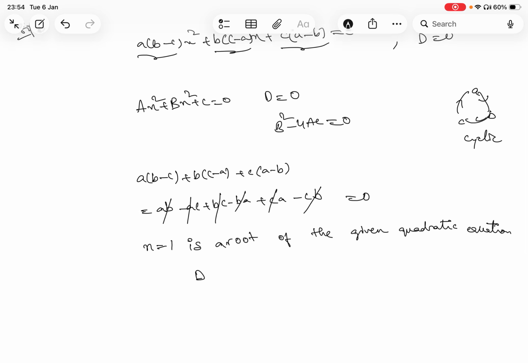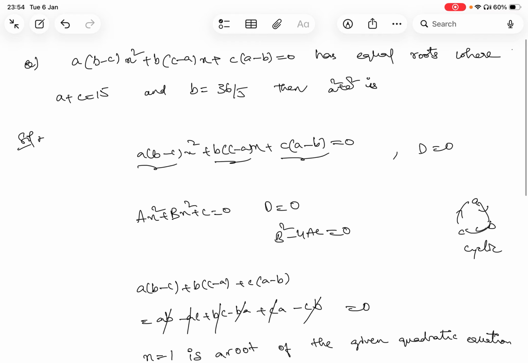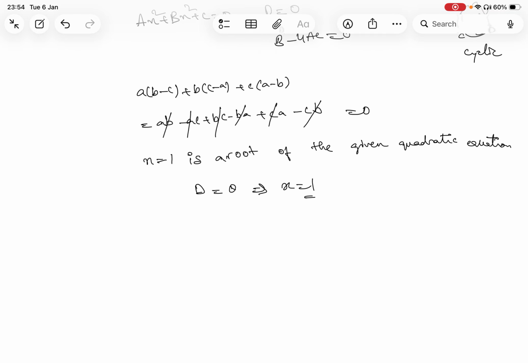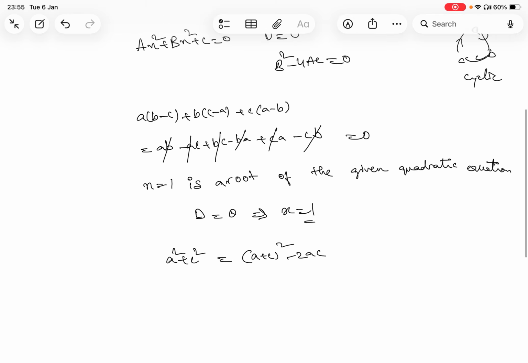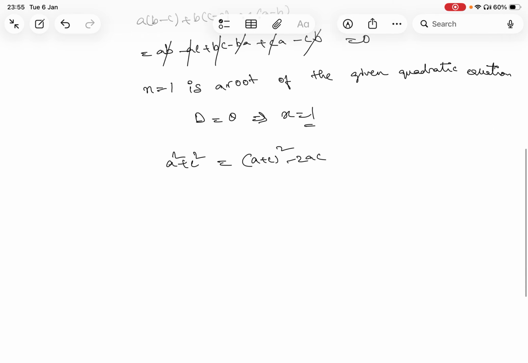As the discriminant is 0, that means x equal to 1 is a double root. Fine. Now we need to find a square plus c square, which we can figure as a plus c whole square minus 2ac. Now we know that for a given quadratic equation ax square plus bx plus c equal to 0, if it has two roots alpha and beta, then alpha plus beta is minus b by a, and alpha beta is c by a.